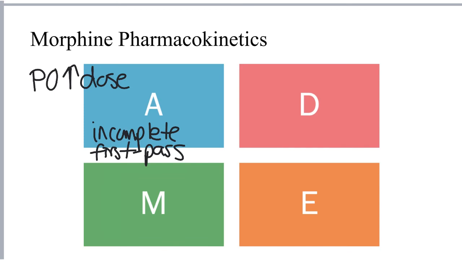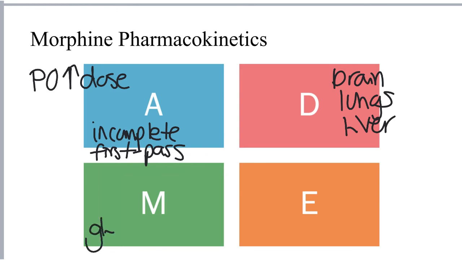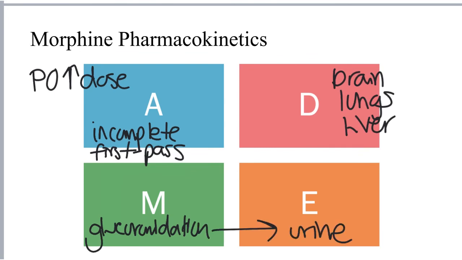Morphine distributes to highly perfused tissues very rapidly, and these include tissues like the brain, the lungs, and the liver. Morphine is metabolized to mostly polar metabolites by the process of glucuronidation, and then those metabolites are excreted in the urine. Many opioids have these same pharmacokinetics, but where there are differences, I will point them out along the way.